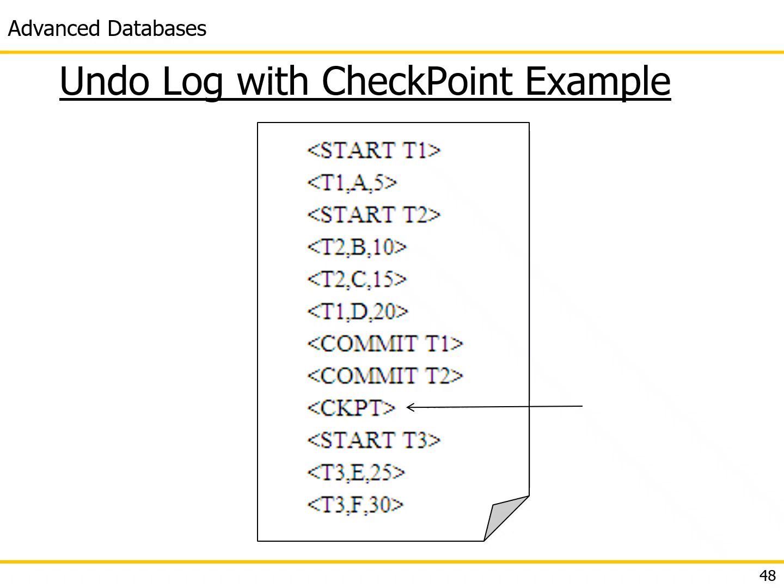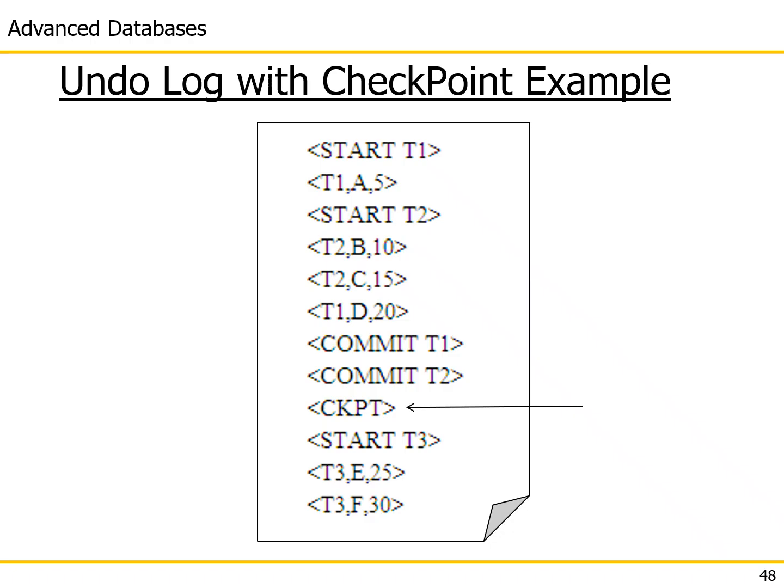So if you look at this log, which is called the log with a checkpoint: T1 starts, T1 modifies A, old value is 5, T2 starts, T2 B10, T2 C15, T1 D20, commit T1, commit T2. So the checkpoint thread will wake up. Let's say it woke up after T1 D20. So it asked the transaction manager, don't start new transactions. And then it told the buffer manager, tell me when the transactions are done.